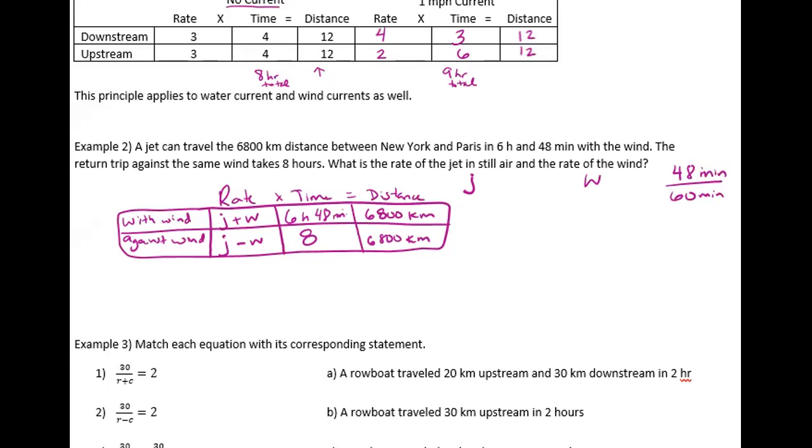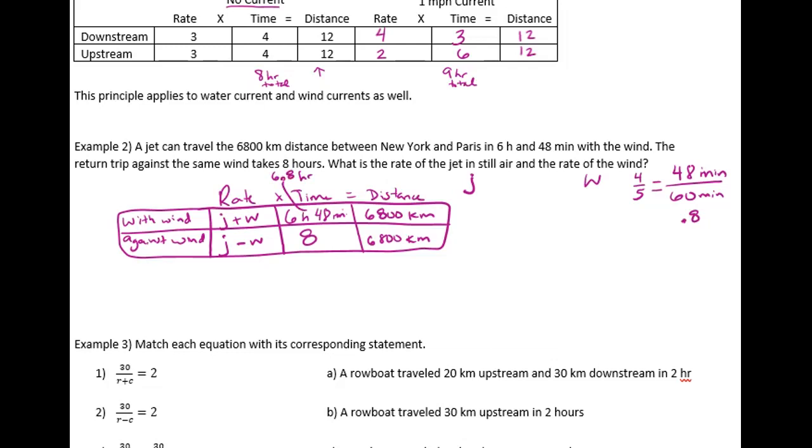So you could reduce this, it's factors of 12, so it's 4/5, or you could divide it in your calculator and figure out that it is 0.8. If we add that to the 6, then we can say this time right here is 6.8 hours.